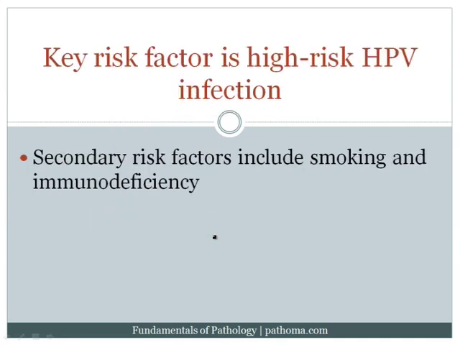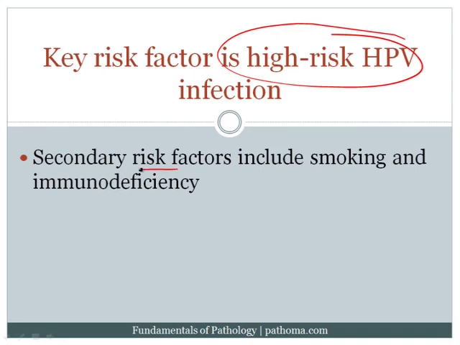What's the key risk factor for cervical carcinoma? We've already discussed it. It's high-risk HPV infection. Now, everybody knows that. You need to know, again, that the high-risk viruses are 16 and 18, and then 31 and 33 are also common. There are other ones. They are a little less common. You need to know that the high-risk HPV produces E6 and E7. E6 knocks out P53. E7 knocks out retinoblastoma. So that's what I would say concerning the key risk factors.